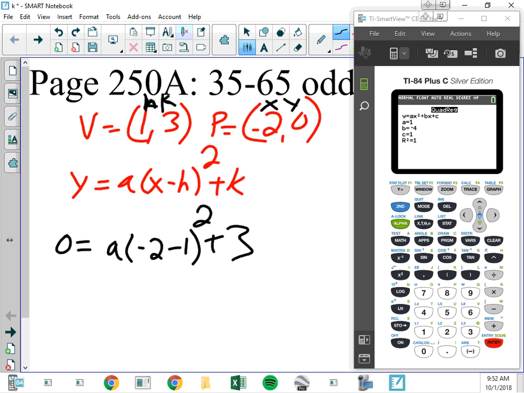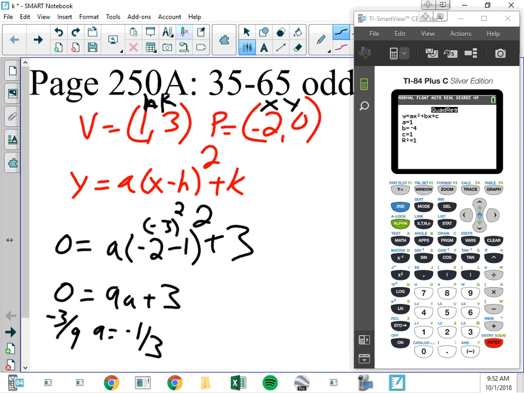Does everybody follow that? -2 minus 1 is -3. -3 squared is 9. 0 is equal to 9a plus 3. Subtract the 3 and divide by 9. a is -1/3. What does that tell me about the parabola? Upside down? And it's really short. So the equation is y equals negative 1/3, that's my a value, and then I just re-enter the numbers for the vertex: (x minus 1) squared plus 3.